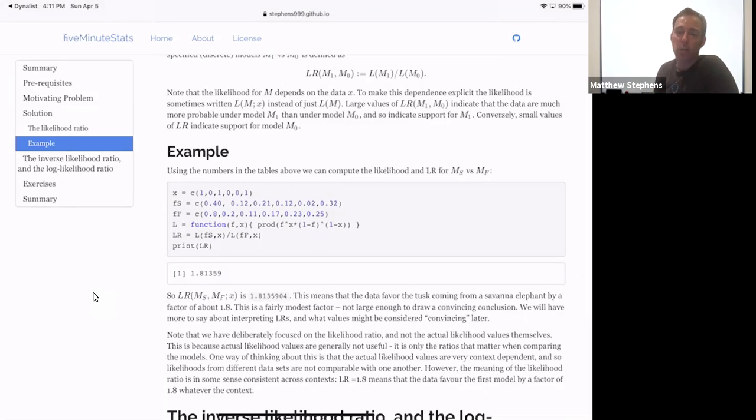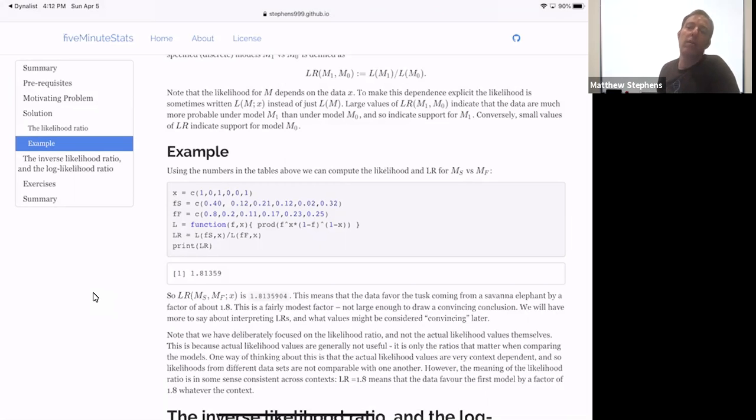The second comment is to ask, well, is 1.8 a big likelihood ratio or a small likelihood ratio? Obviously, it's bigger than 1, which means that these data are more probable under the savanna model than they are under the forest model, because we computed the ratio that way. So the ratio is bigger than 1, which means the data favor the tusk coming from a savanna elephant. But you could ask, well, how strong is that? How much do they favor? Is that a lot of strong evidence in favor, or not so much? And we'll come to more quantitative answers to that question later in the course.